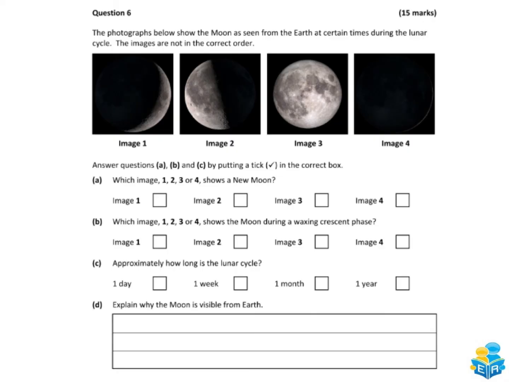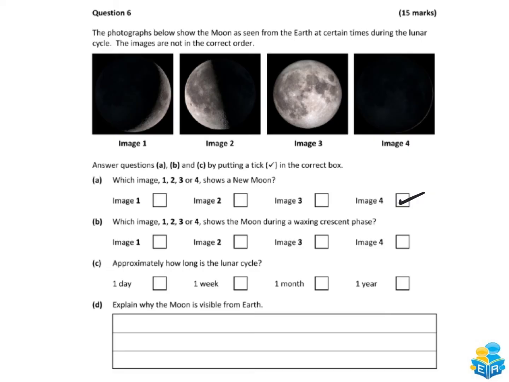The photographs below show the moon as seen from the Earth at certain times during the lunar cycle. The images are not in the correct order. Answer questions A, B, and C by putting a tick in the correct box. Which image, 1, 2, 3, or 4, shows a new moon? A new moon is where we can't see it. The full moon is where we can see it all. So the one here where we can't see it is image 4.